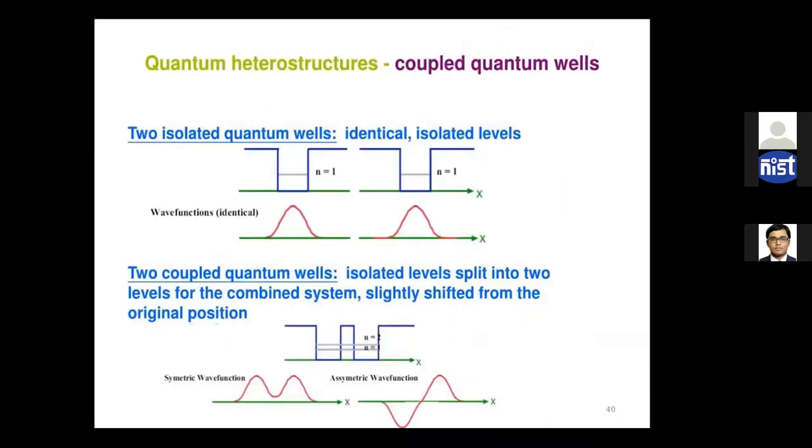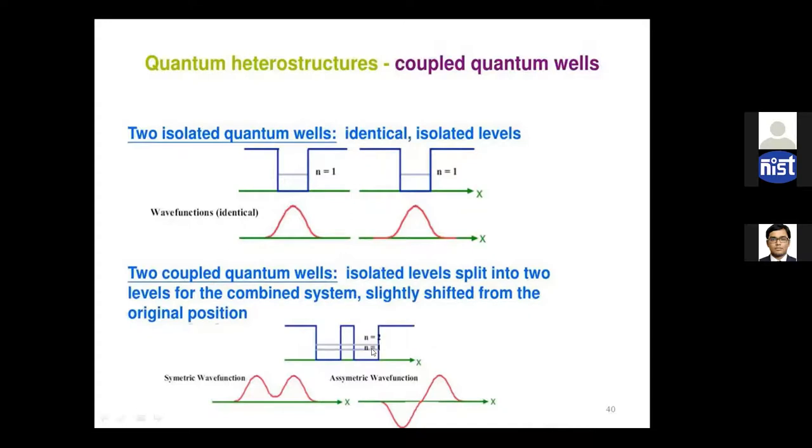So as I already told, in coupled quantum wells, if you consider two isolated quantum wells, wave function is nothing but the distribution of carriers. That means the electron is distributed in this manner. This is the meaning: wave function gives you an idea about the distribution of carriers. Now when you make a coupled quantum well, that means they are separated by a very narrow barrier. Now this single energy level of the individual well will split. There is splitting of energy. And due to that splitting of energy, you will get a symmetric wave function and an asymmetric wave function. So this is the beauty of a coupled quantum well structure.